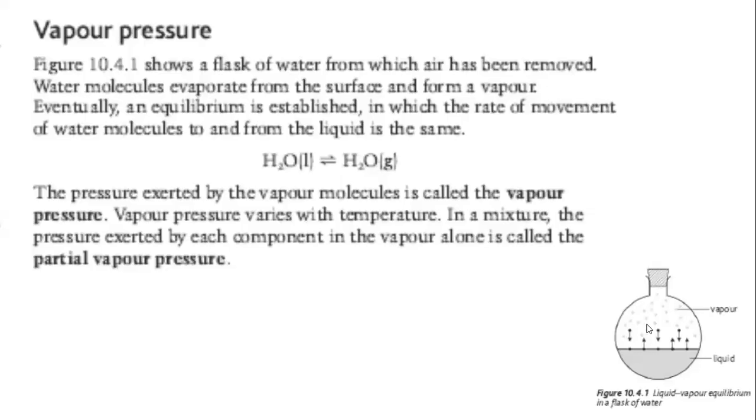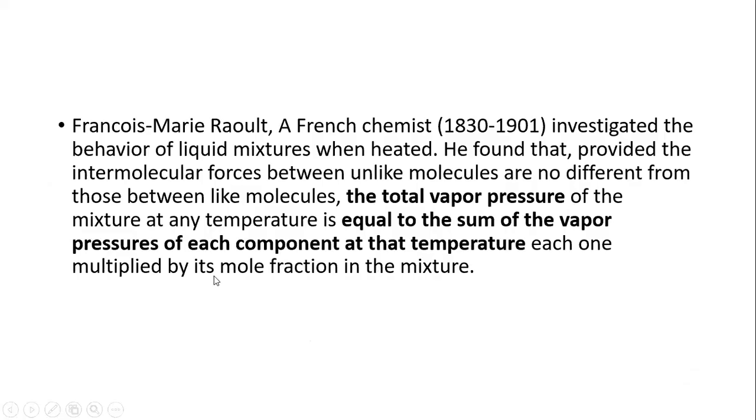So that is what vapor pressure is. Again, vapor pressure is the pressure exerted by the vapor molecules when they're in a closed container in a state of equilibrium like this. Now, if it's a mixture, you will have a partial vapor pressure exerted by one molecule and a partial vapor pressure exerted by another molecule. Now, there was this Frenchman way back in the 1800s called Francois-Marie Raoult. I don't know if that's exactly how you say his name, but something like that.